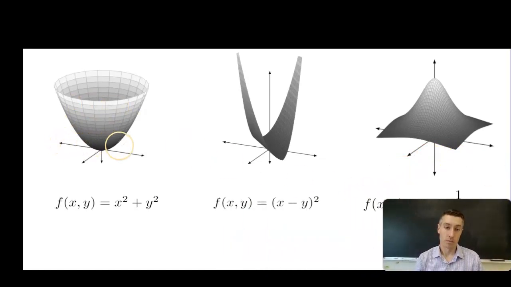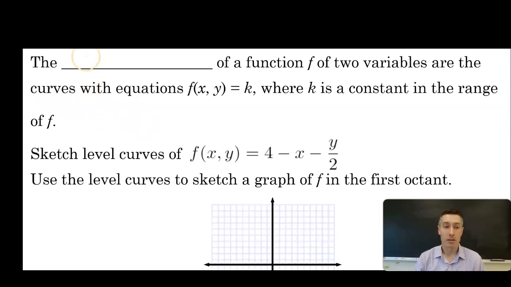Now, we can't graph some functions by hand very easily, some more easily than others, but we can graph something. And that is the level curves. So the level curves of a function of 2 variables are the curves with equations f of x y equals k, where k is a constant in the range of f. So we are setting the output equal to some constant.